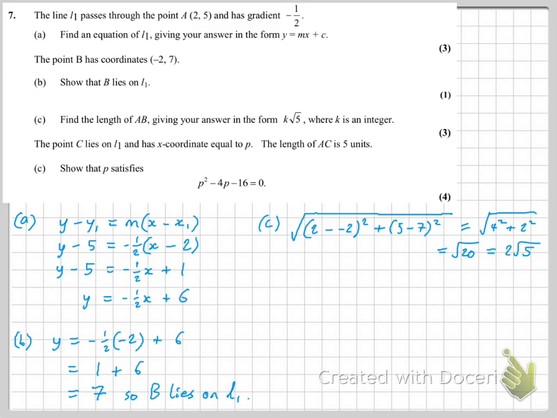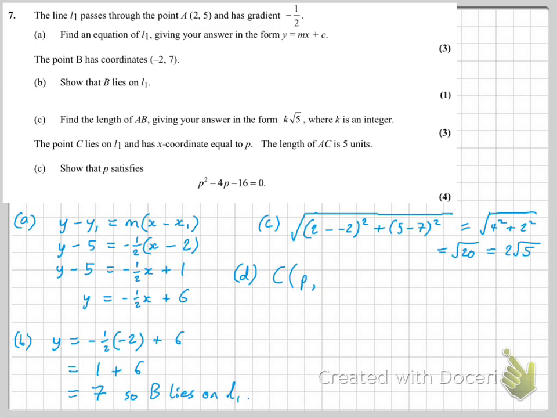Now, I think we've come to the only actually tricky part of this question, which it calls part C, but of course it's part D. So part D, you're given a point C and you're told the x-coordinate is just called P. So can we write down a coordinate pair for point C? Well, we know that the x-coordinate is P, so let's put P comma.